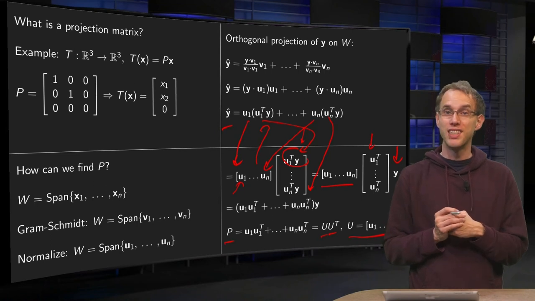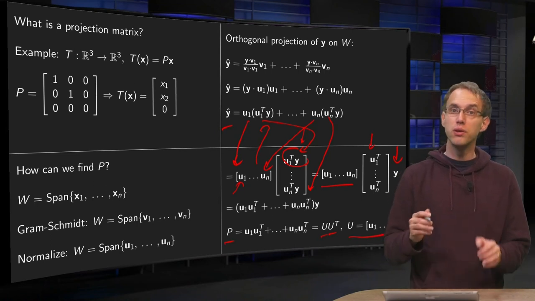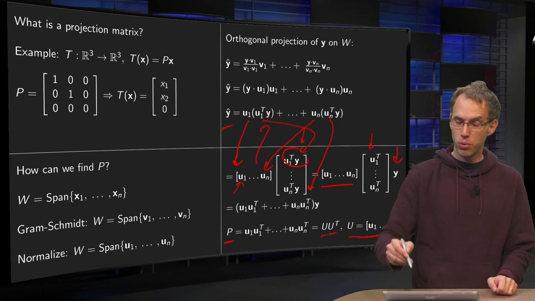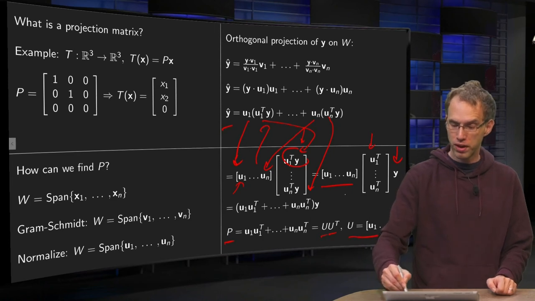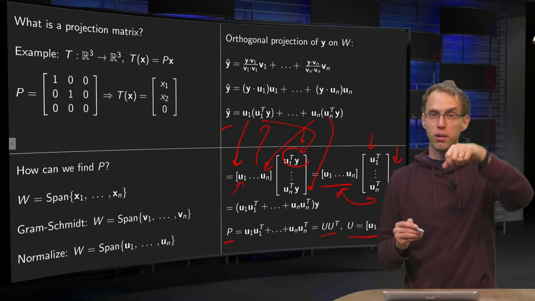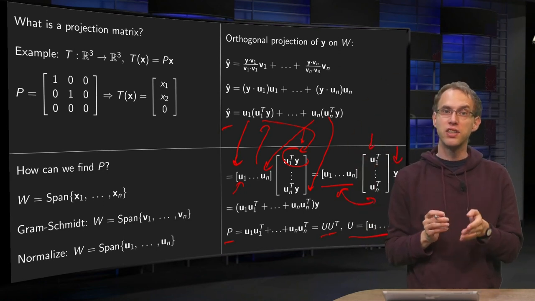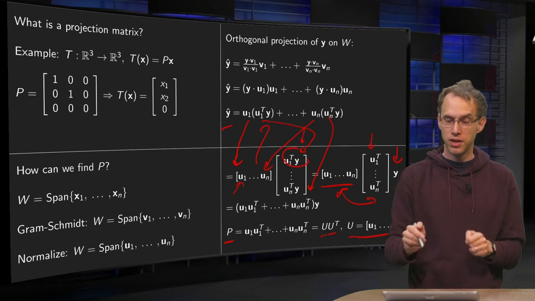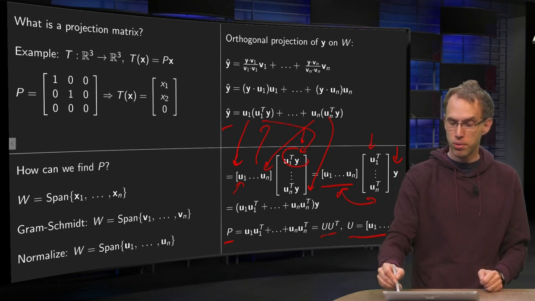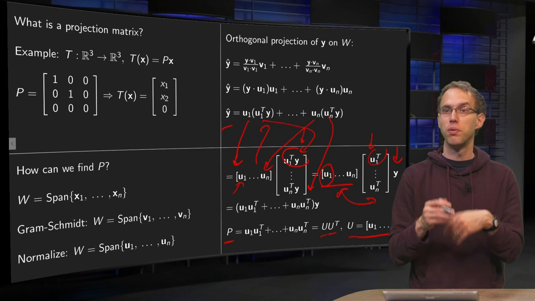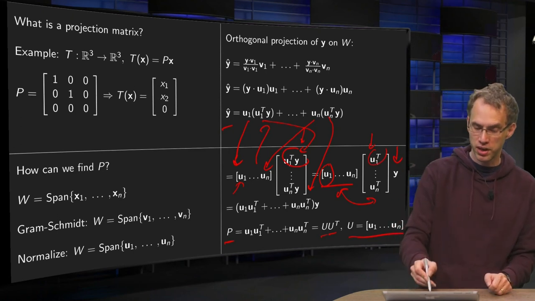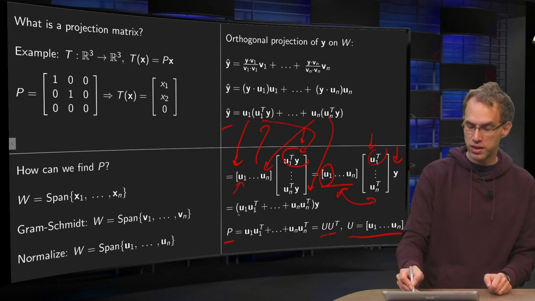You can also write it slightly differently using the column-row rule to compute this product over here. Here you have all kinds of columns times a matrix with all kinds of rows. And you can rewrite this as a sum of matrices where you take first column times first row, so u1 u1 transpose plus u2 u2 transpose, etc. And those are all matrices here times y.